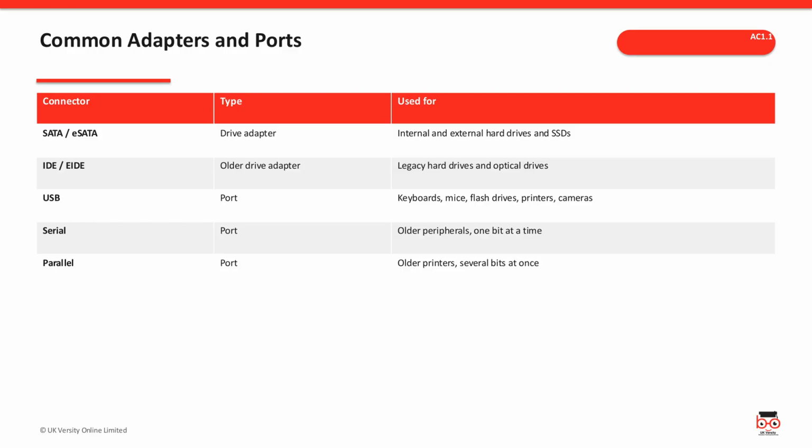Then there is the familiar USB port for keyboards, mice, flash drives and printers, and a couple of veterans, the serial port that sends one bit at a time, and the parallel port that pushed several bits side by side, once common on old printers.